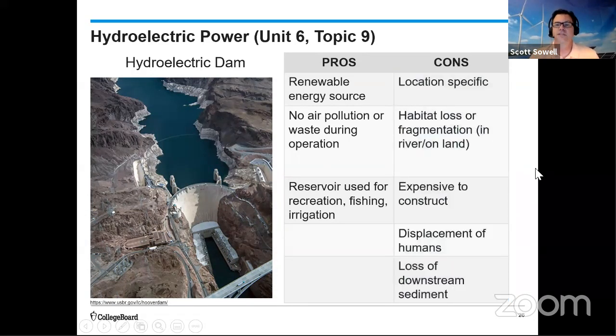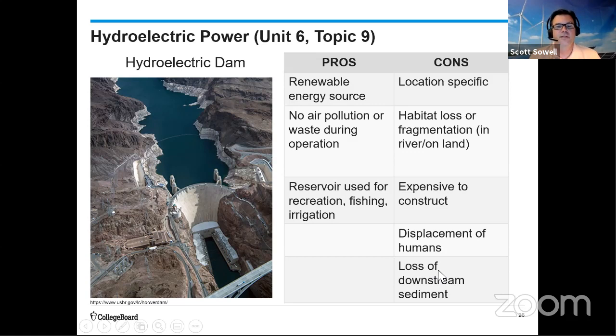Cons: it's location specific. You have to have a river big enough and wide enough with enough power to do this. There's the habitat fragmentation and loss that we mentioned before. It's expensive to construct. It may displace humans. This happened significantly with the Three Gorges Dam, because once that was built, the reservoir flooded places where humans had lived before, and those individuals were displaced.